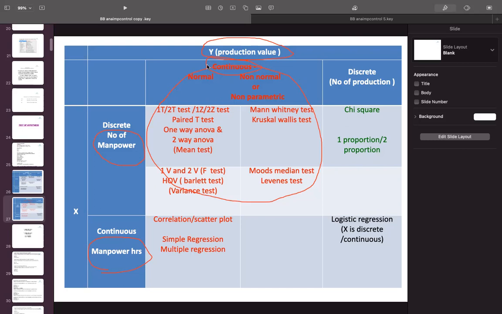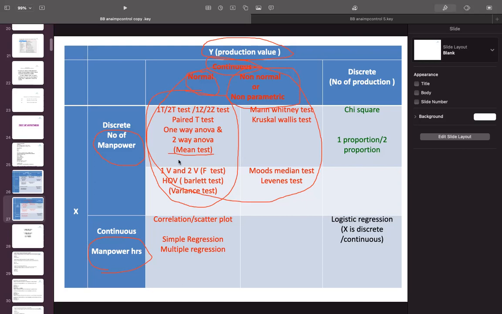But you have normal and non-normal. If your data is bell-shaped, then you can go for these tests. If your data is bell-shaped, then you do all these tests. That is 1T test, 2T test, 1Z test, 2Z test, paired t-test, one-way ANOVA, two-way ANOVA. All these tests are called mean tests. We are going to compare the mean of one sample with the mean of another sample. Then we have one variance test, two variance test, and homogeneity of variance test, also called Bartlett test.